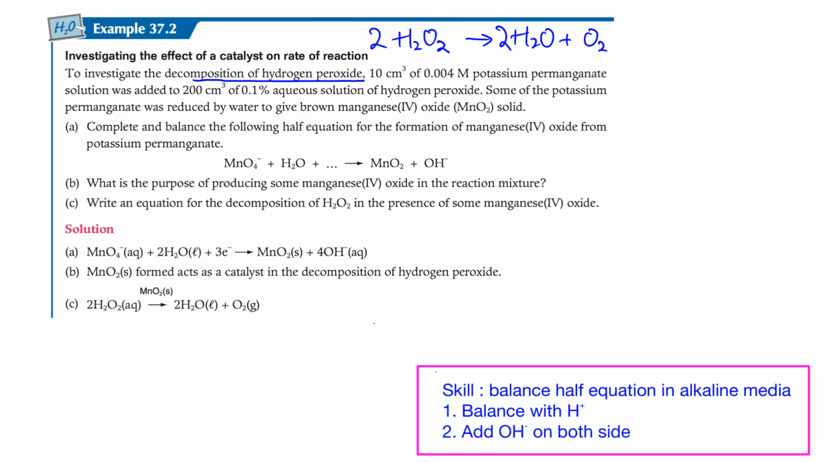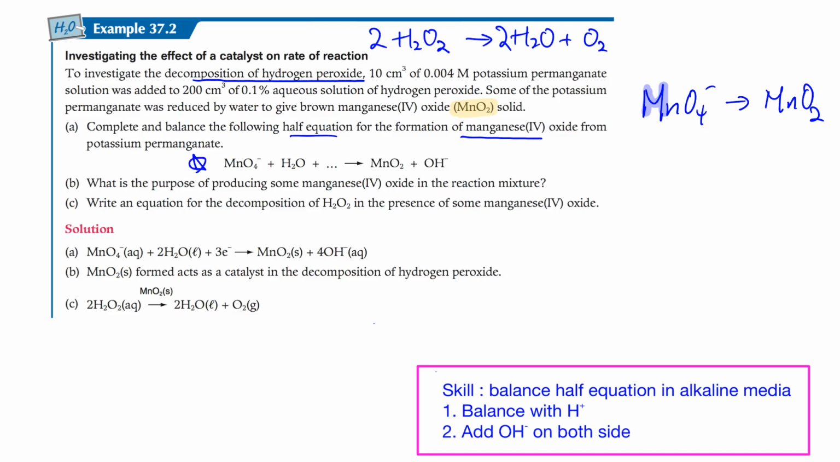Potassium permanganate. So some of the potassium permanganate was reduced by water to give MnO2. Oh, so now we come to the catalyst. MnO2 actually is a catalyst. So we are not putting the MnO2 directly into it. Instead, we have put some permanganate, MnO4 minus, and then hopefully it will turn into MnO2. So complete the balanced equation of the half equation for the formation of MnO2 from permanganate. So you can balance this equation.